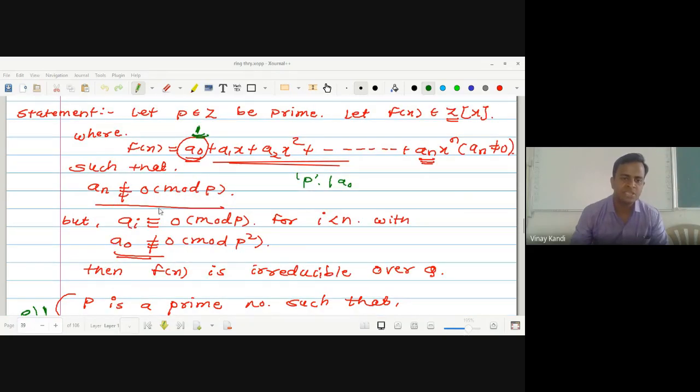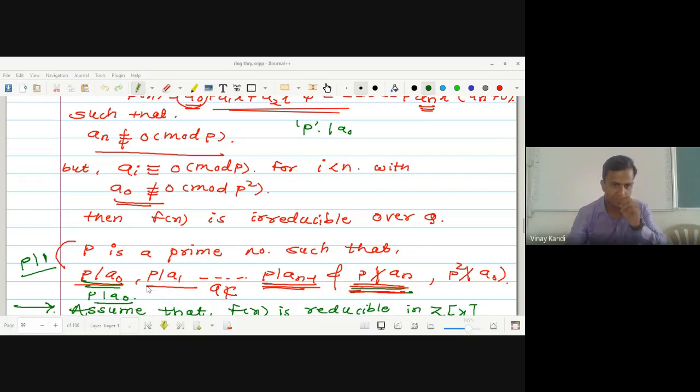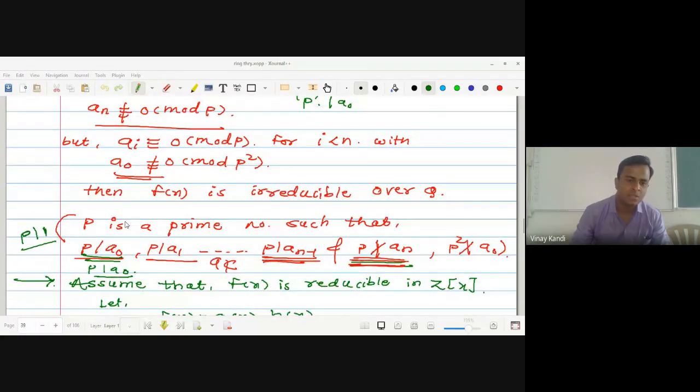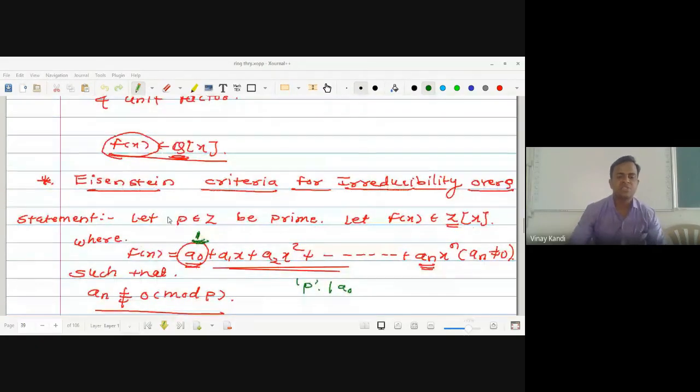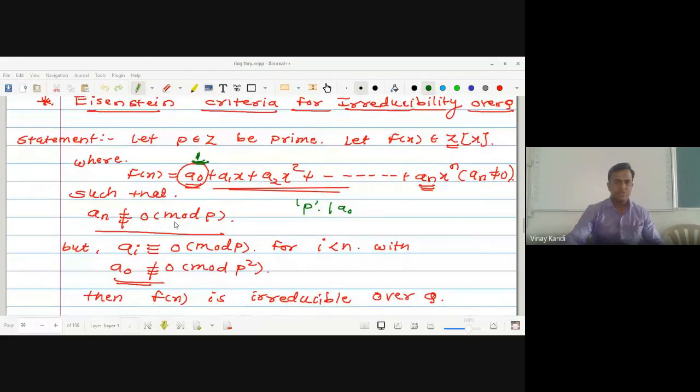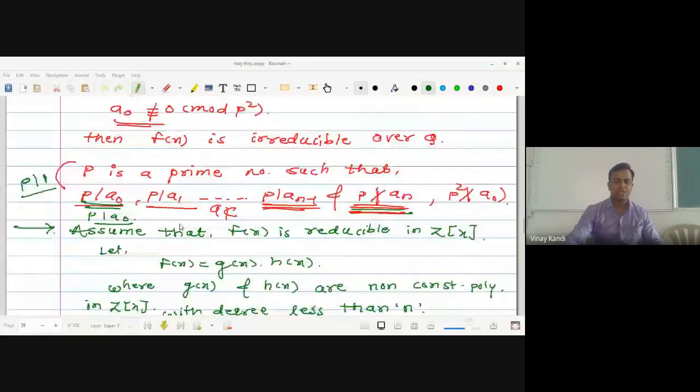What is the meaning of this sentence? p does not divide an. And p is the prime number such that p divides a naught, p divides a1, and so on, up to p divides an minus 1, and p square does not divide a naught. So if this condition is satisfied by any polynomial, then the polynomial f of x is irreducible over Q. Now today we will discuss what the cyclotomic polynomial is.